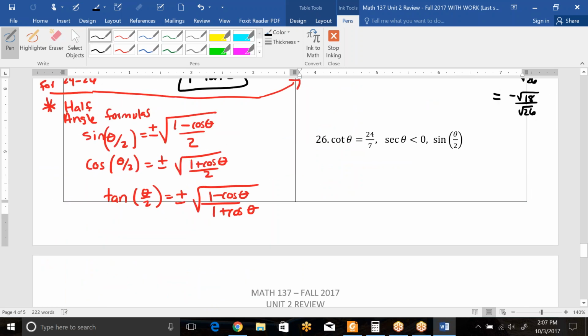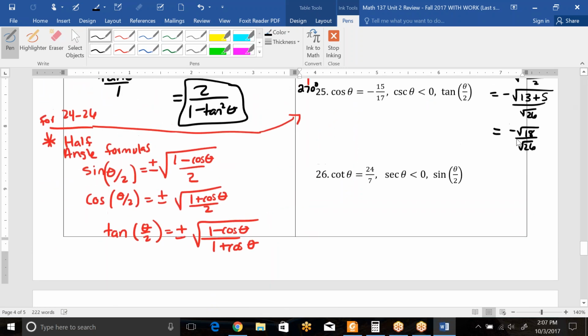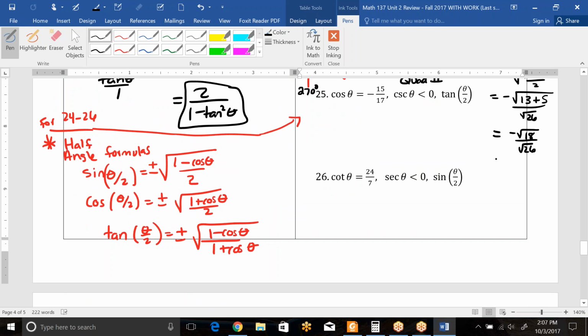To rationalize that, I actually think it would be easier to pull a square root of 2 out of both top and bottom. You don't always have to make things bigger. You can sometimes break them apart. The reason I want to do that is because then the square root of 2's can cancel out. So now the square root of 9 is 3, and then I have a square root of 13 in the bottom. So I need to rationalize by multiplying by square root of 13 on top and bottom. So this one's negative 3 square root of 13 over 13. So that's the answer for number 24.